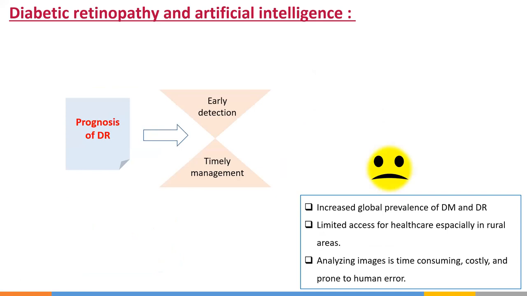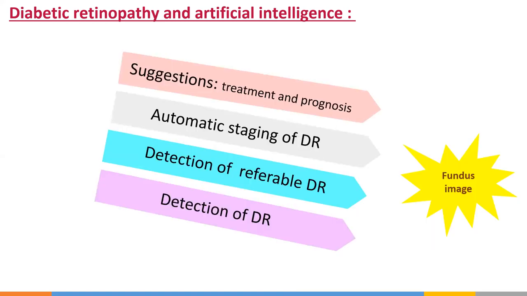Unfortunately, this is not always possible because we have an increased global prevalence of this pathology. We also have limited access to healthcare, especially in rural areas. And analyzing images is time-consuming, costly, and prone to human error. The first studies on artificial intelligence were made to elaborate appropriate algorithms for disease detection, and recent studies are suggesting some treatment advice. All these studies were based on fundus photography.